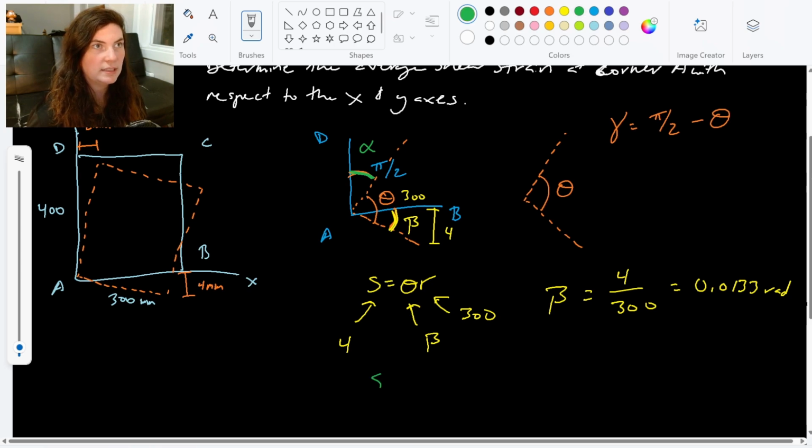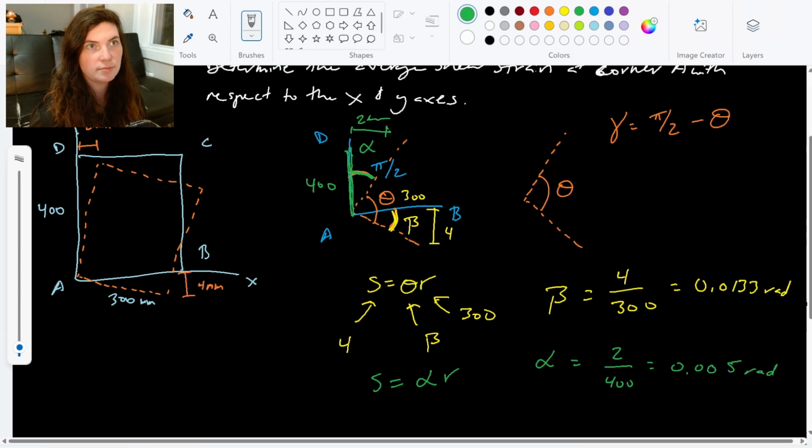And I can do the exact same thing to find alpha. Right here, my distance S is the angle alpha times R, where again, that distance R is that arm reaching out, so that's the 400. And then the S is that little change in distance, the 2 millimeters. So alpha is 2 over 400, or 0.005 radians. All right, that's easy enough.